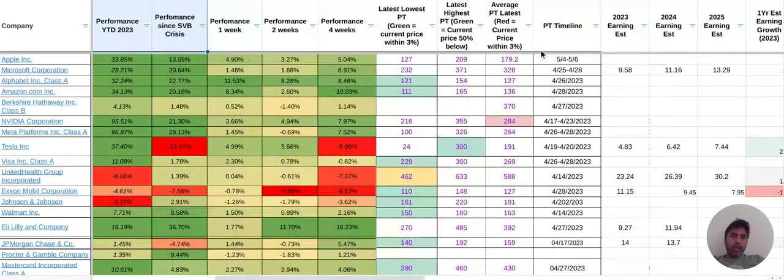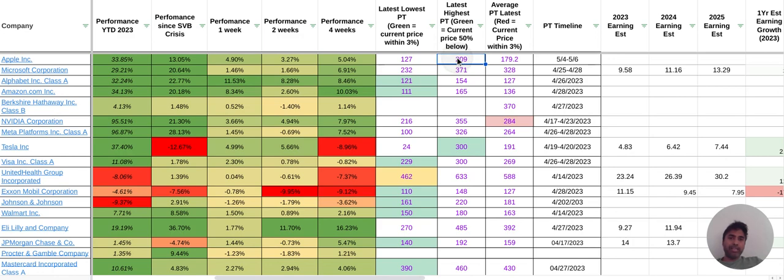And then we have this color coding for the price target. Here, for Apple, 127 is the lowest price target on the Street and 209 is the highest price target. If the current stock price is within plus or minus 3% of the lowest price target, then I would say it is positive, it is green. If it is within 6% of the lowest price target, then it's yellow. That's the color code here.